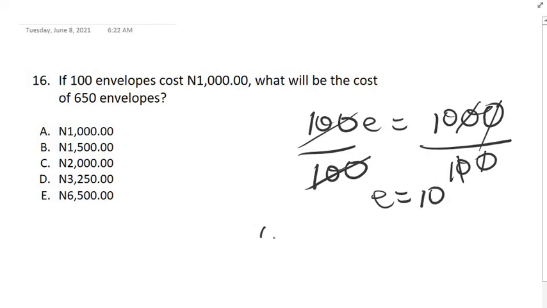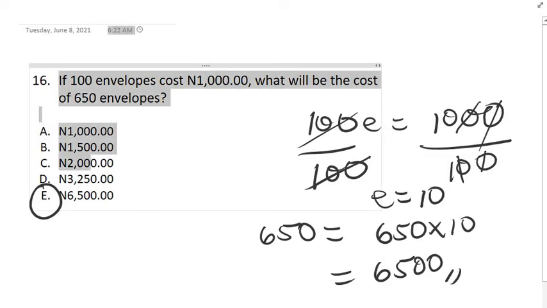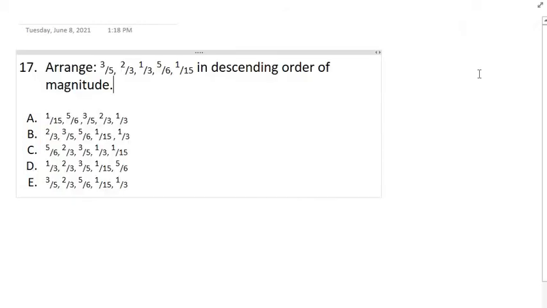Now 650 envelopes will cost 650 times the cost of one envelope, which is 6,500 naira. So the right option is E, 6,500. Okay, question 17.